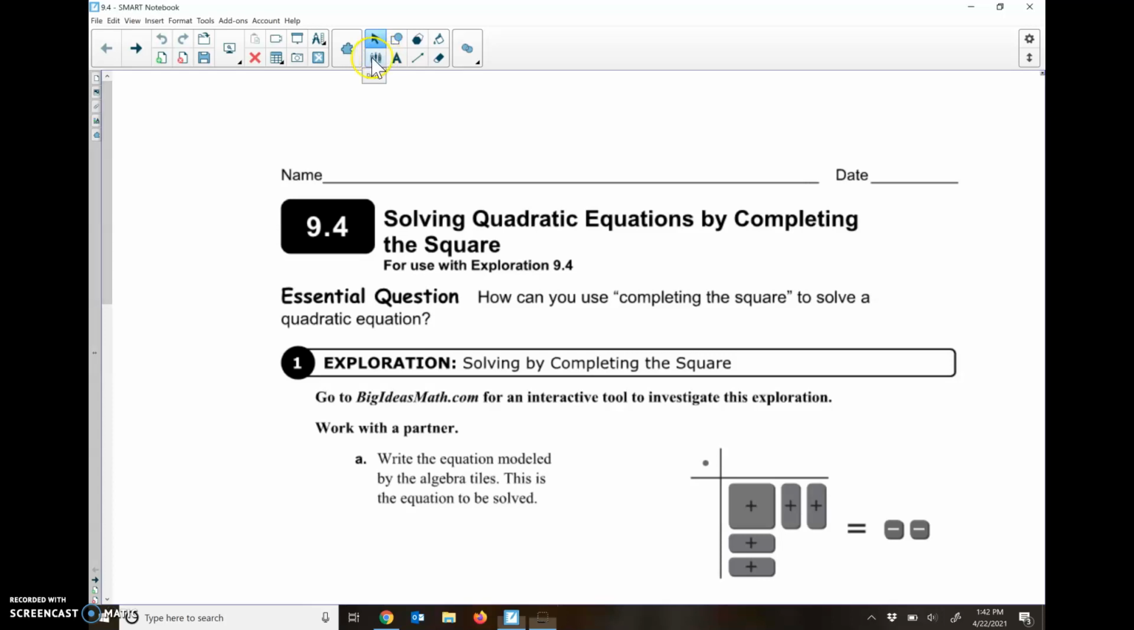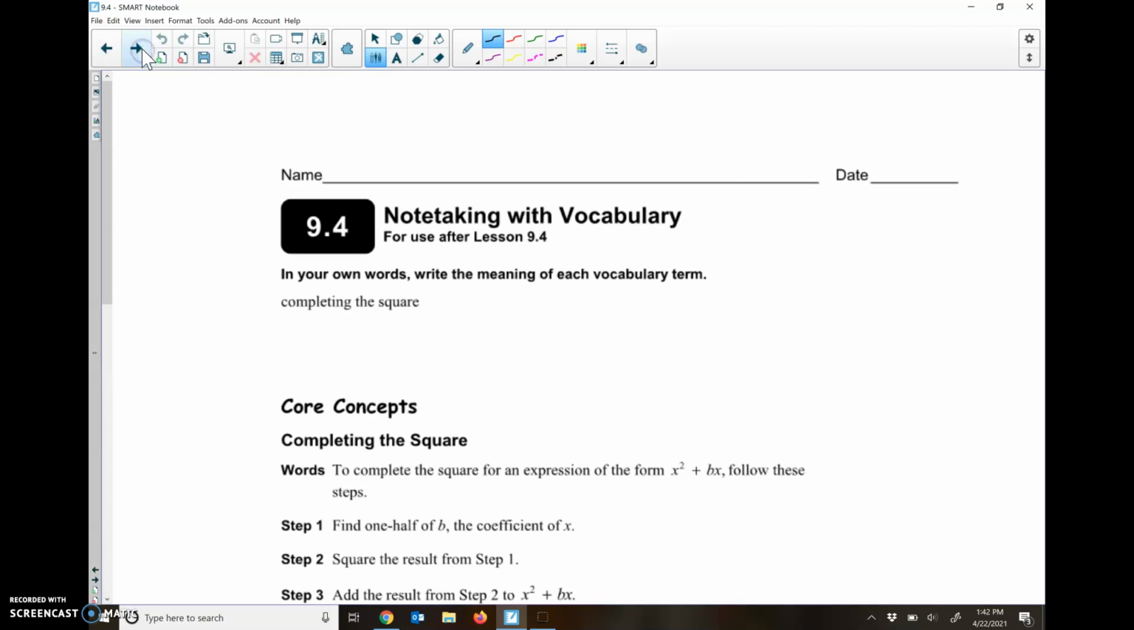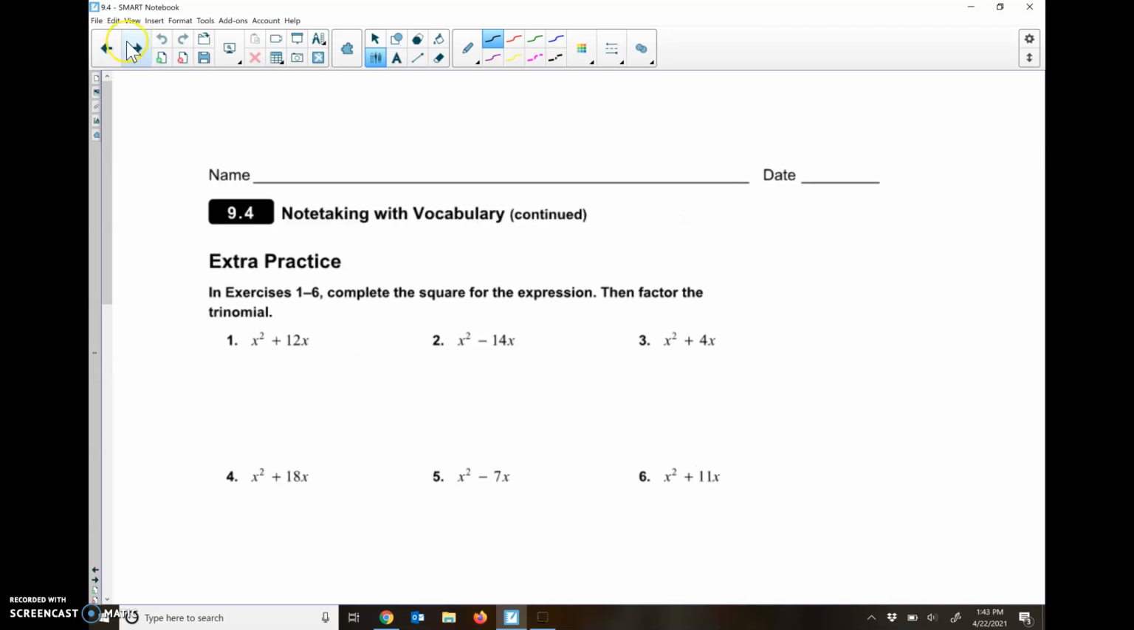So this actually has a lot to do with chapter 7, if you remember that. So we'll go back to that factoring stuff that we talked about about a month ago. Hopefully you remember how to do those things. Those algebra tiles are back. So here they want us to complete the expression and then factor the trinomial.